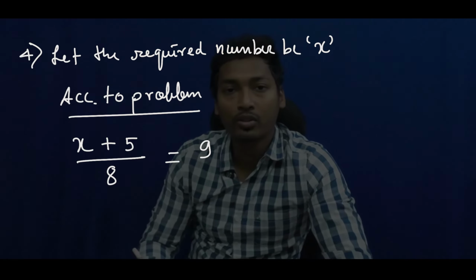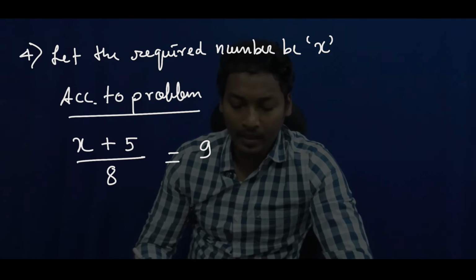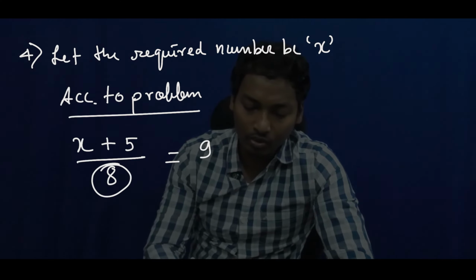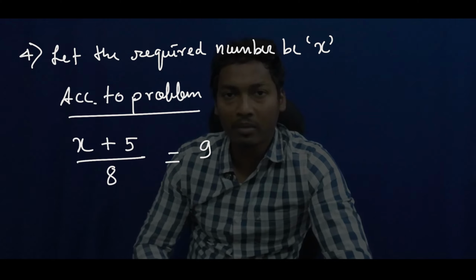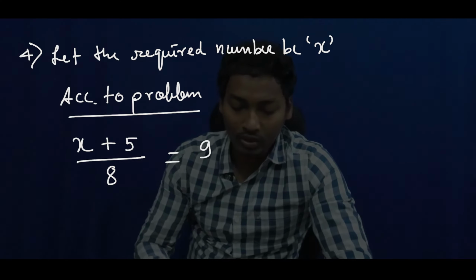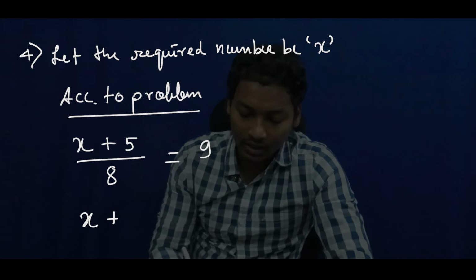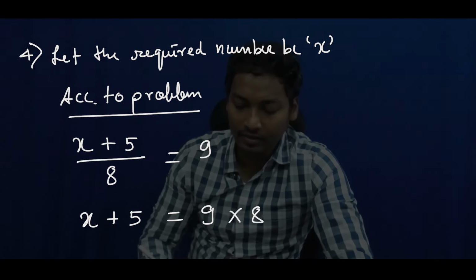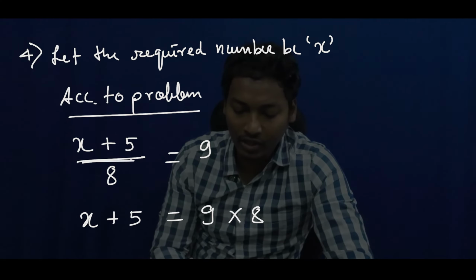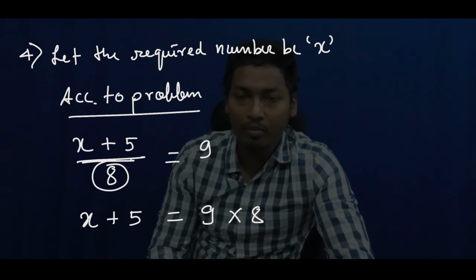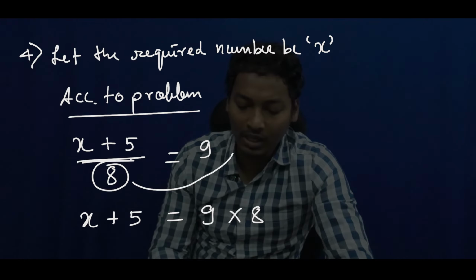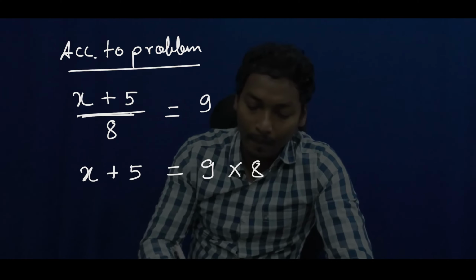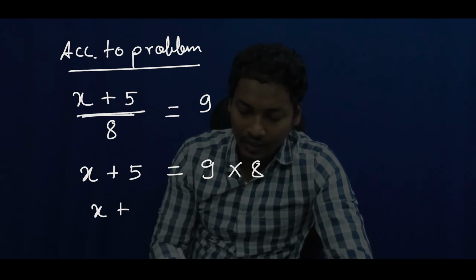Now the only thing left for us is to solve the equation. Now we need to get rid of this denominator. So in order to get rid of it, we are going to multiply by 8 on both sides, which means we are going to transpose 8 to the other side, and that will be 9 into 8. So here the expression was divided by 8. Just remember, in order to transpose, you're going to multiply it on the other side.